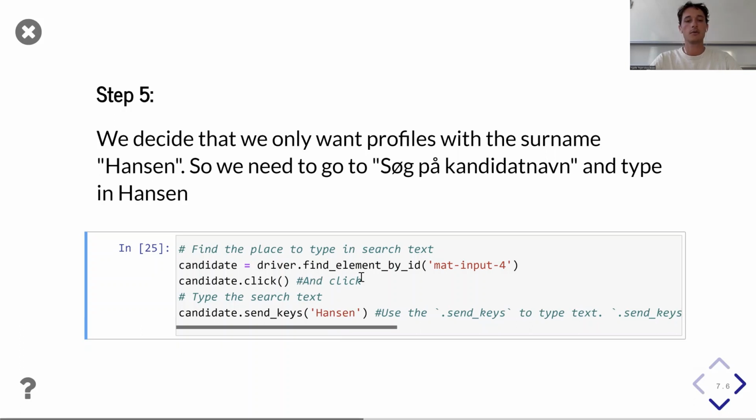And now we just want to type in our search text. So the way we do that is we use the Selenium function send keys, and then we write Hansen. So then Selenium will do the work for us and send this Hansen keys to our field. So let's try that.